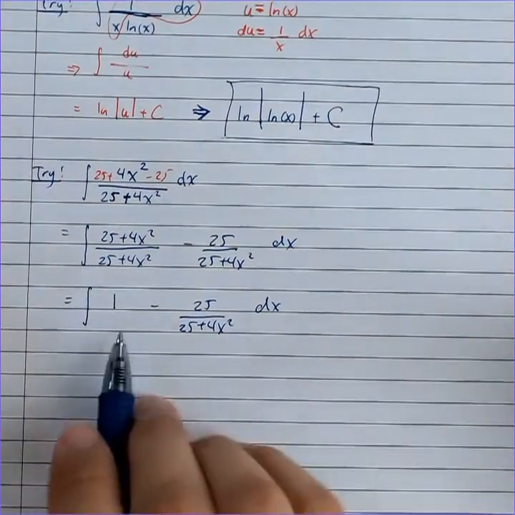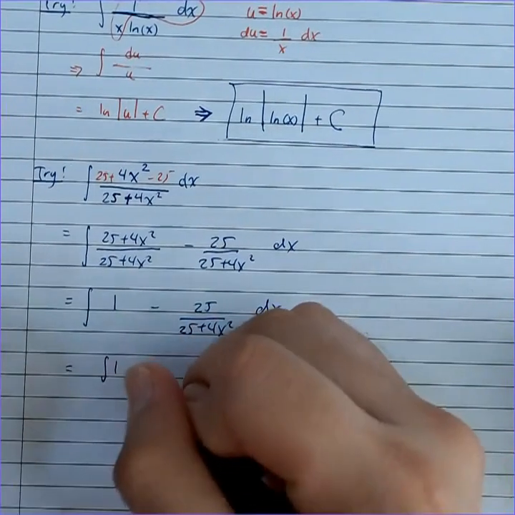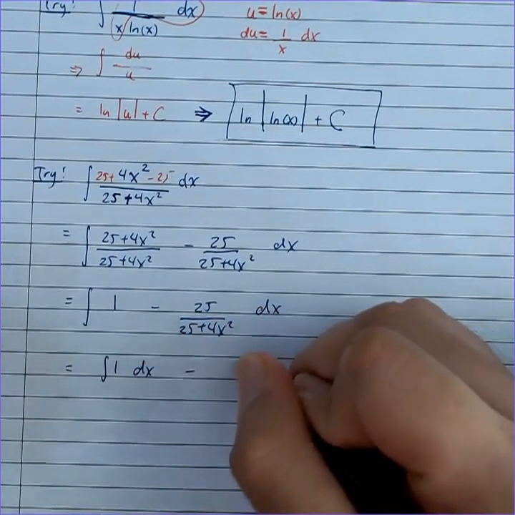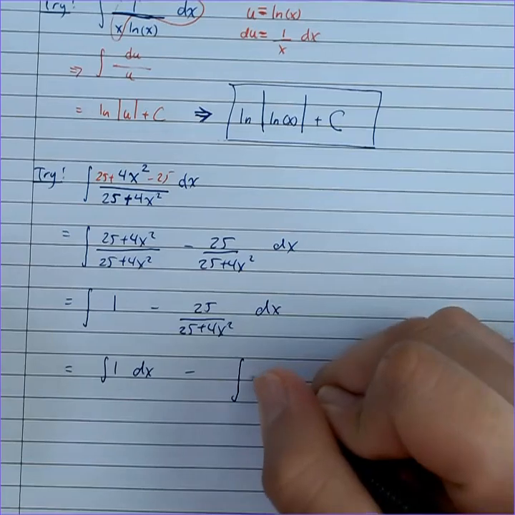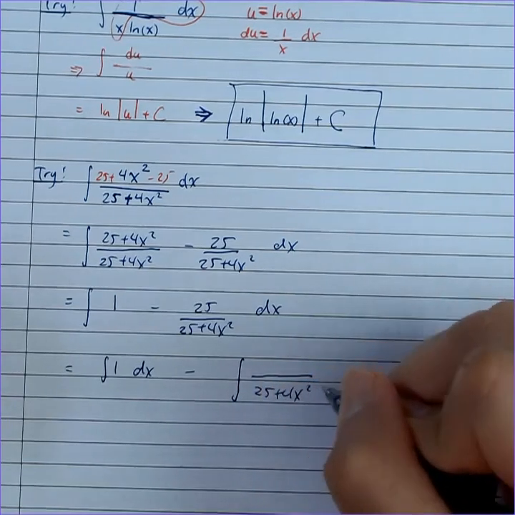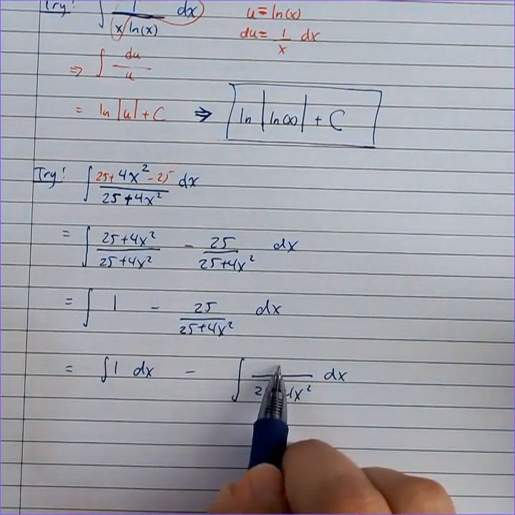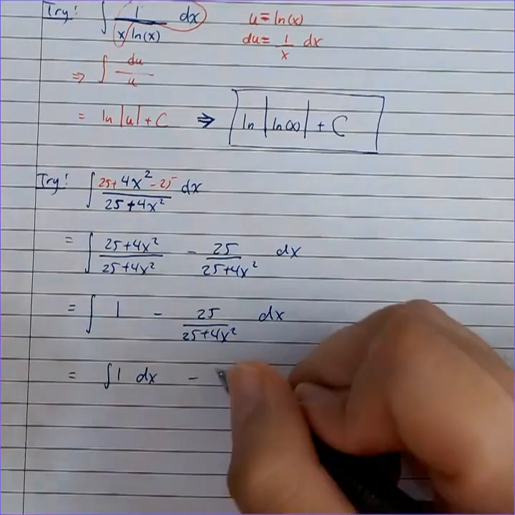Using linearity, I can now separate these. I can write this as the integral of 1 dx minus the integral of 25 over 25 plus 4x squared dx. And here that 25 in the numerator, since it's a constant, I'm going to factor that out.